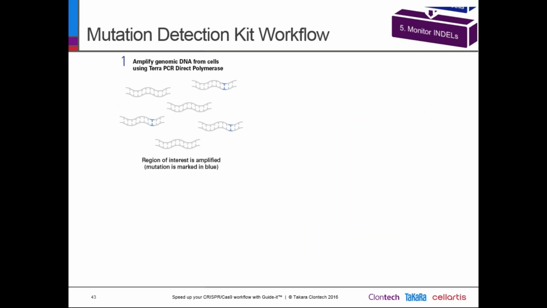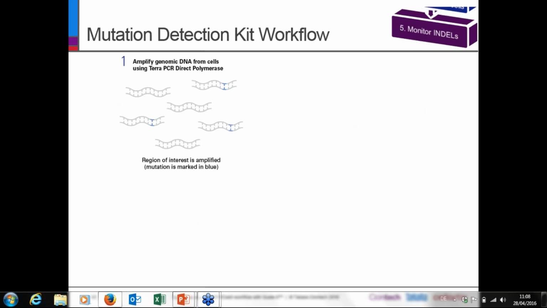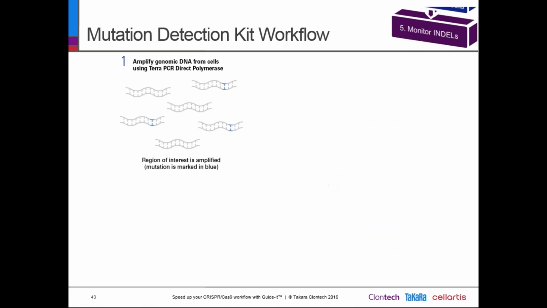Now, the mutation detection kit workflow is also sometimes called the mismatch detection assay. In a first step, you will amplify your target region using PCR. What's nice with this kit is that it uses Terra polymerase for amplification, and Terra can also be used for direct PCR. So when using Terra, you do not need to purify your genomic DNA. You can just use a crude extract. And as you can see here, after the PCR, of course, you will have a mixed population of molecules, with some molecules that will be wild type and some that will carry the different mutations.